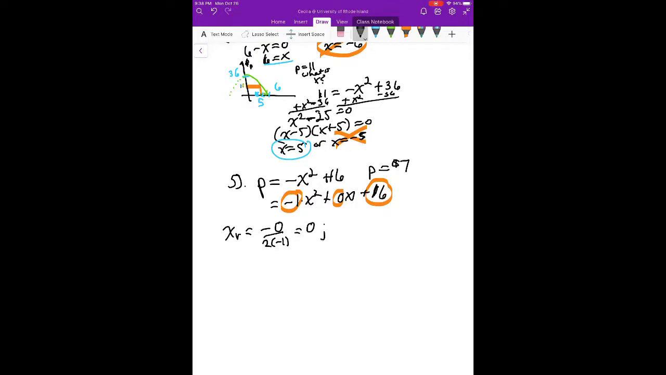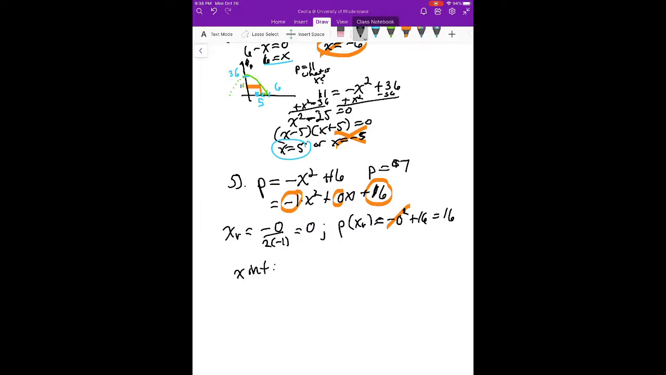Okay, and if we want to know our price at 0, we're going to just put in XV. So price at the vertex is going to be minus 0 squared plus 16. Minus 0 squared is just 0, so this is just going to be 16. Since this is x equals 0, not only is it the vertex, but it's also the y-intercept. So now we want to find the x-intercepts.